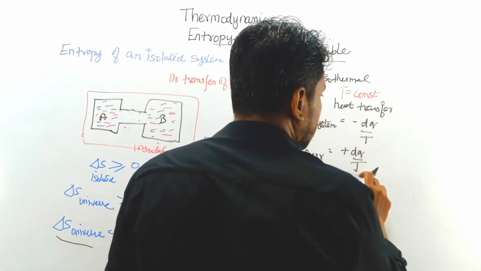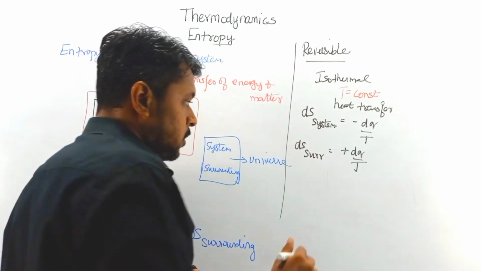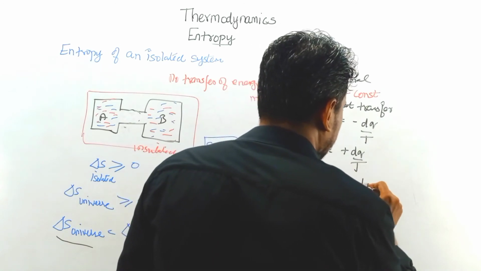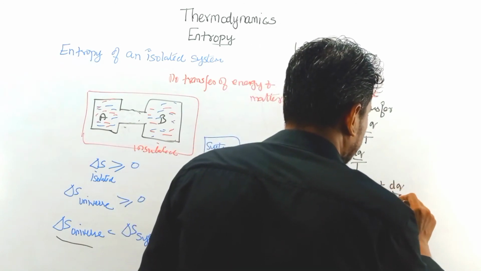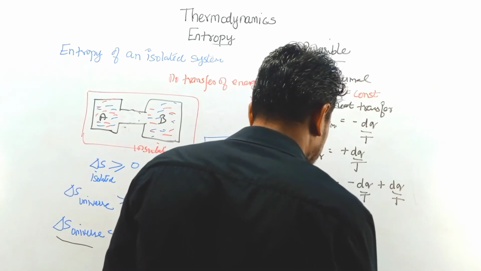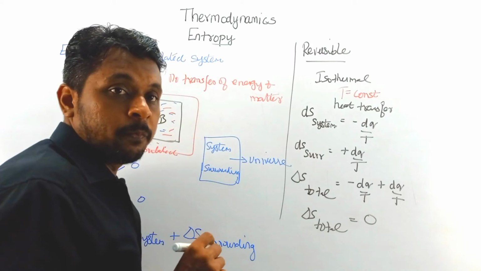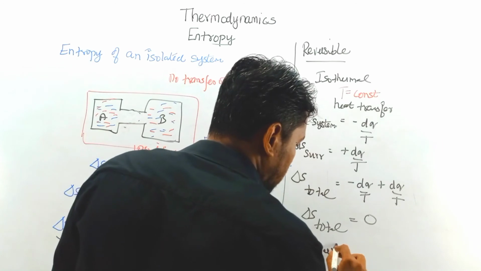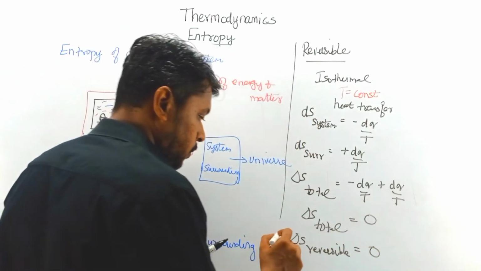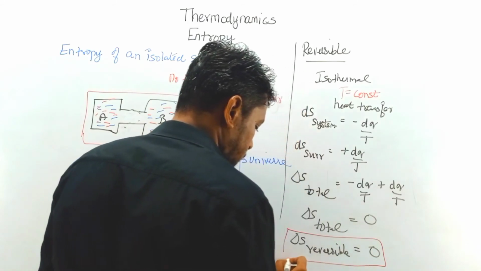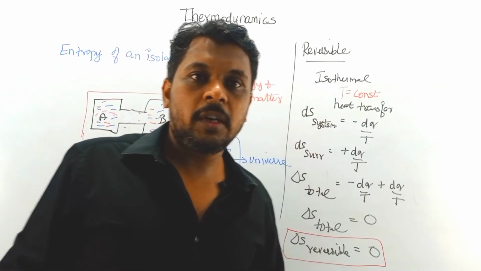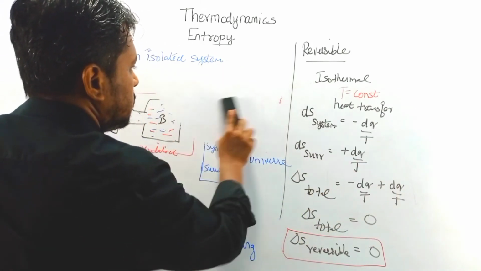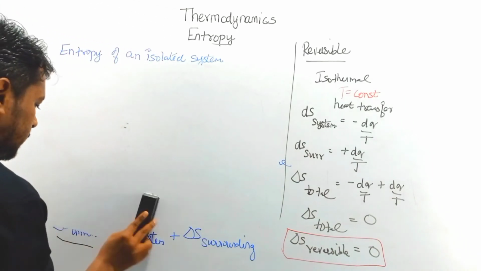The temperature remains constant because it is an isothermal process. So what is the total entropy? Total will be minus dq by T plus dq by T, so delta S total will be equal to 0. It means that delta S for a reversible process is equal to 0. Now we will see what this is for an irreversible process.